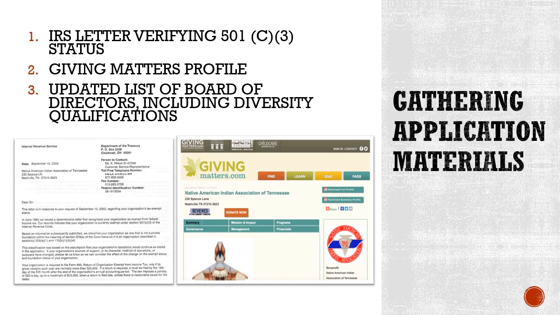An example of some of the application materials that are commonly requested are copies of the NAIA's IRS letter verifying that we are in fact a nonprofit and have the 501(c)(3) status.